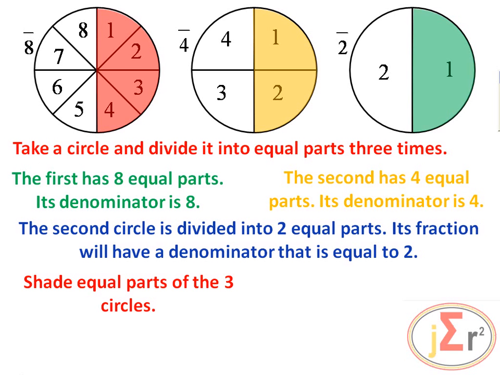Right, so shade equal parts of the circle. That represents 4/8. How many parts of each whole is shaded? So the first one, Jerry is saying that it represents how many eighths? 4/8. And the second one represents 2/4, right. And the last one represents a half.